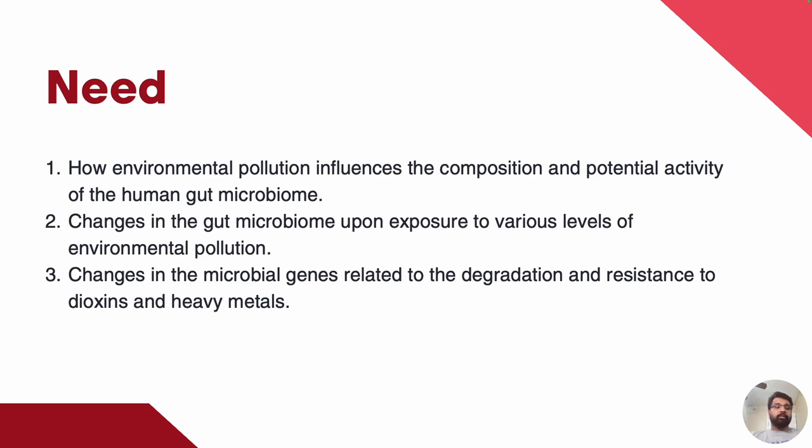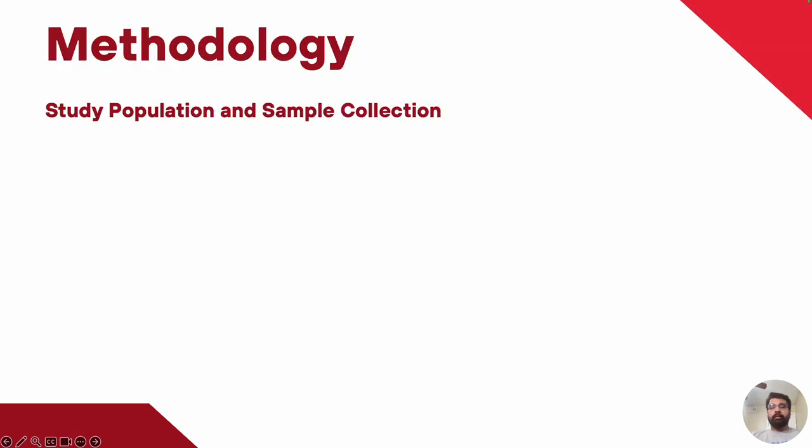The third one is the changes in the microbial genes related to the degradation and resistance to dioxin and heavy metal. So these are the three different purposes or the need that they showed in the study. Now coming to the methodology part, the methodology is pretty much simple, but it is very expensive. The experimental design is simple, but it's very, very extensive.